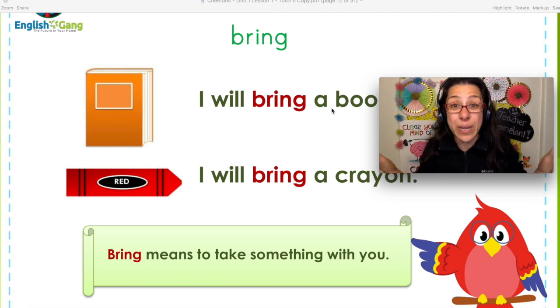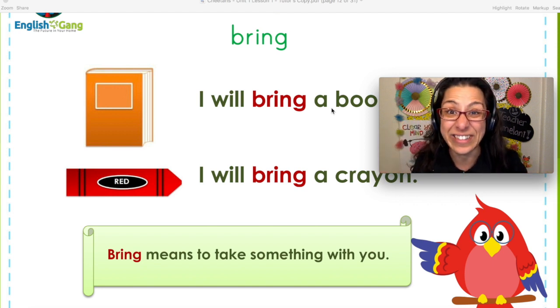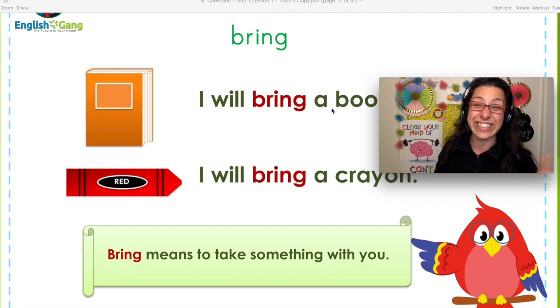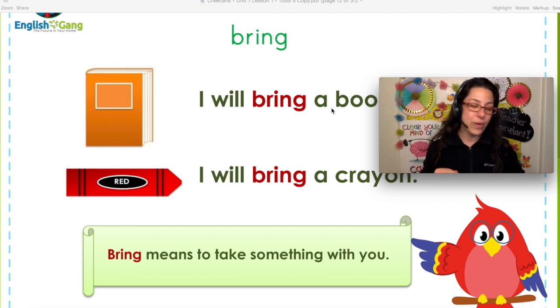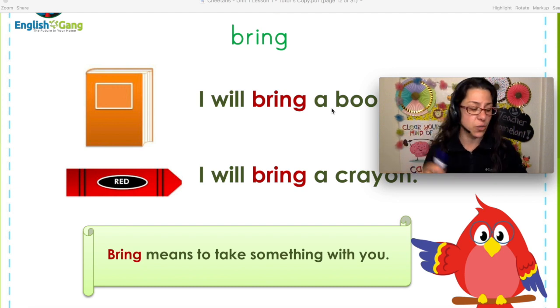What do you think bring means? Or do you know what bring means? Sometimes they just stare at you like deer in the headlights. And so that's when I break out whatever I have, bird, I don't know, pen, pencil, something that would relate to the lesson.